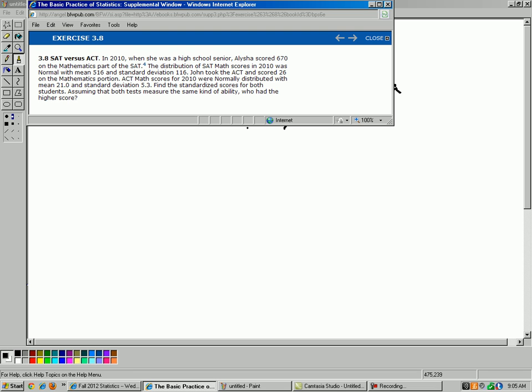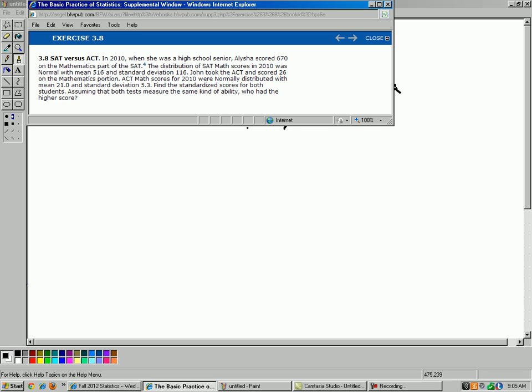Okay, now we have another student, John. John took the ACT, it's another standardized test, and scored 26 on the mathematics portion. The ACT math scores for 2010 were normally distributed with a mean of 21.0 and a standard deviation of 5.3. So John did pretty good on his test too.